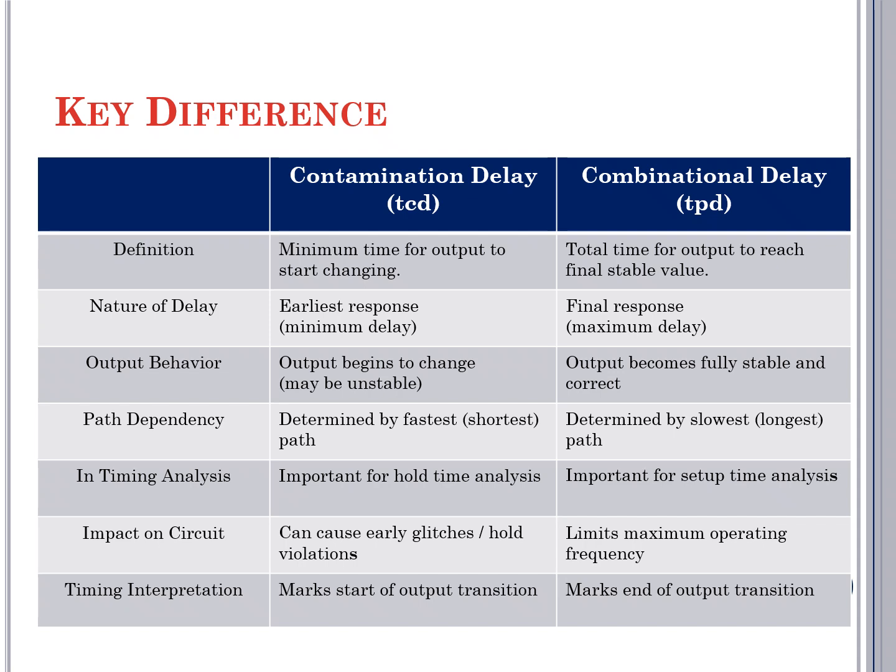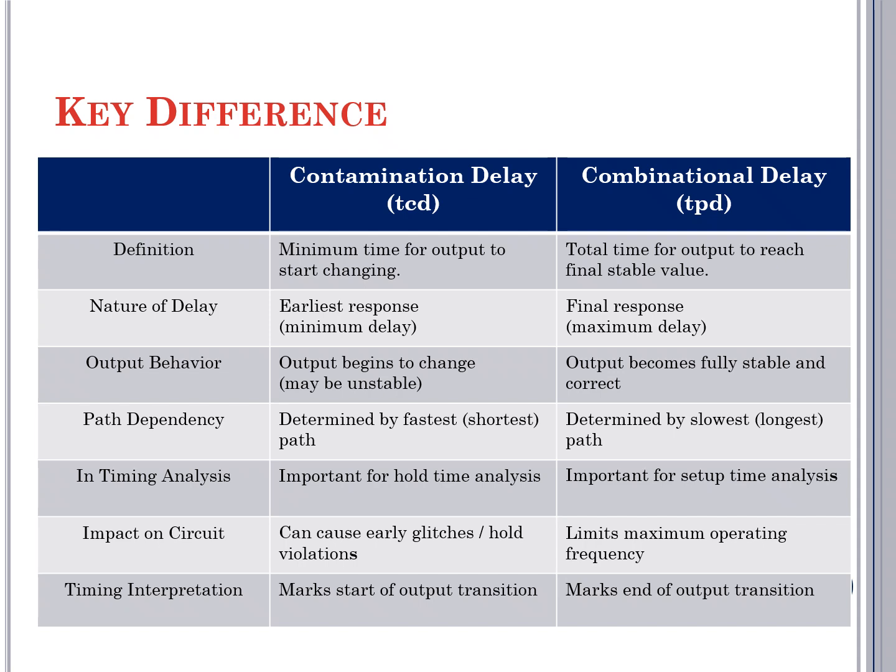Let's understand the nature. Contamination delay represents the earliest possible response of the circuit, and combinational delay represents the final response of the circuit. When input changes, output starts changing after contamination delay, but it is not stable yet. After some time, output settles to the correct value. That is combinational delay. Contamination delay shows when output begins to change, and combinational delay shows when it settles.